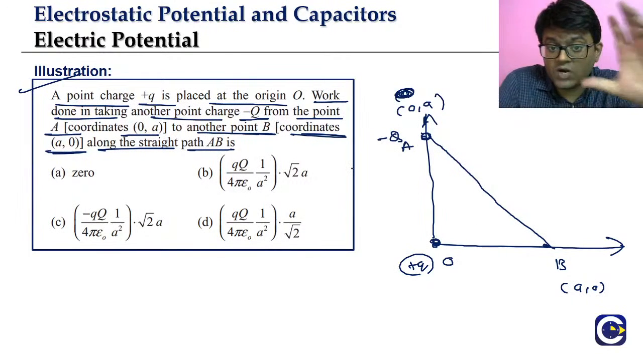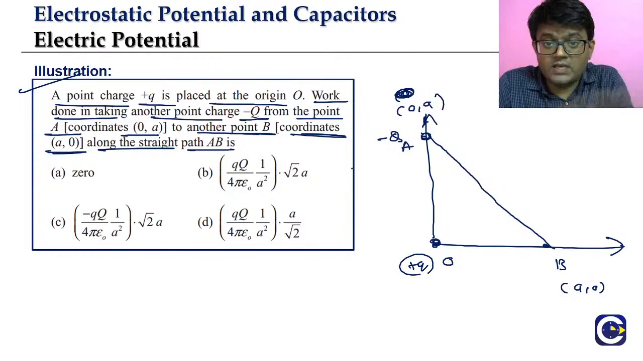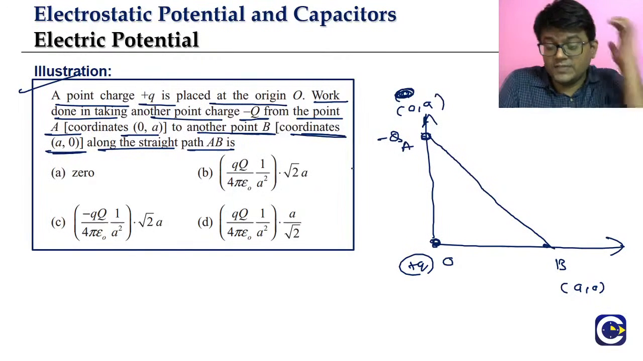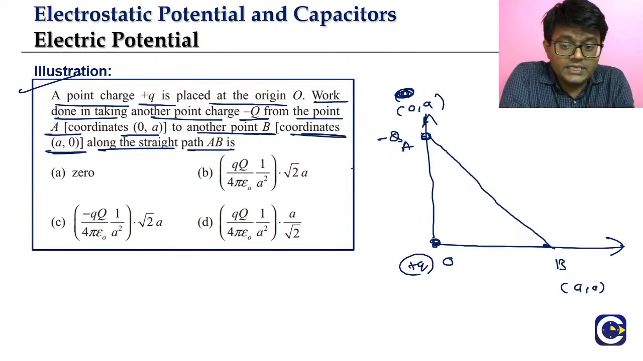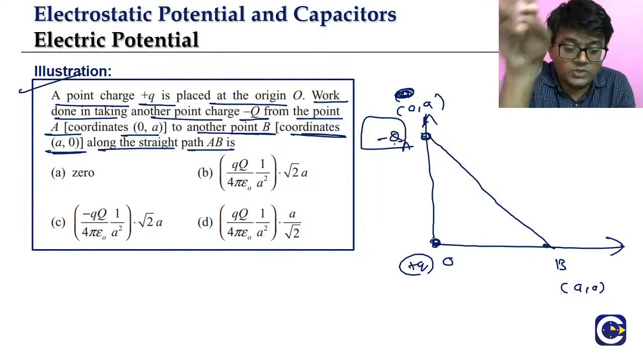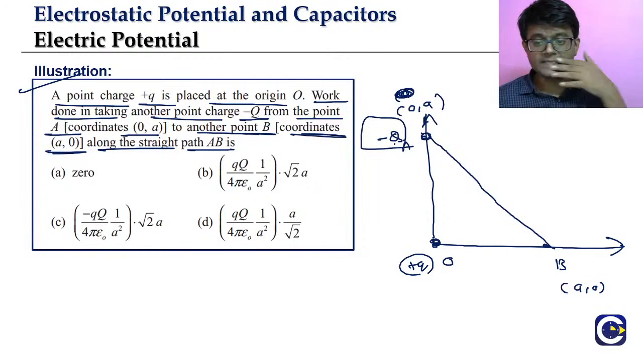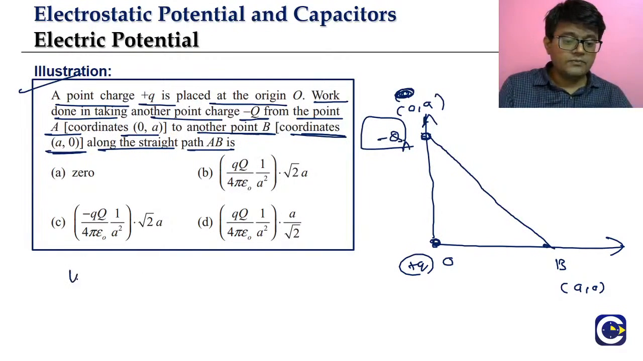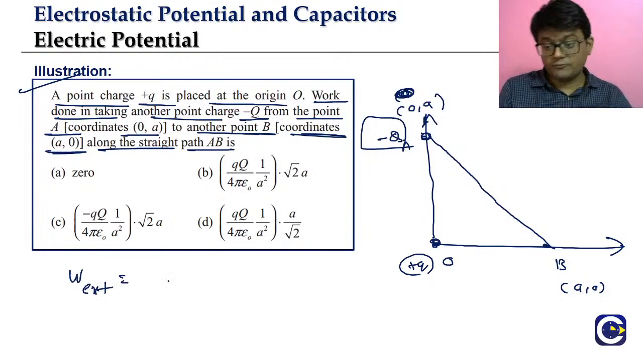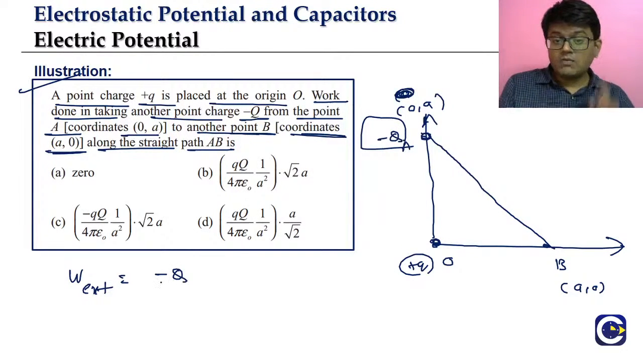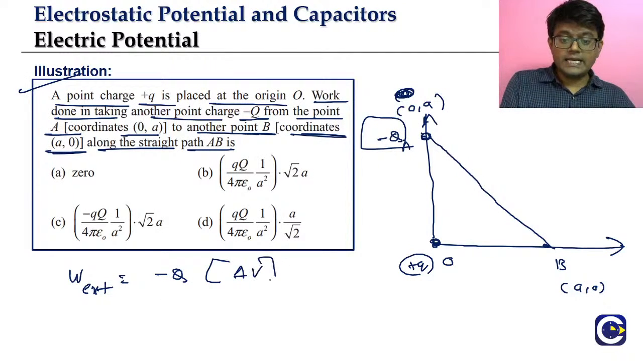Inga enna theriyuma, they have not even mentioned the velocity or kinetic energy, which means what? We have to assume that initially the charge we move, minus Q, is at rest, and finally also we have to assume that it is at rest. Which means what? If you want to calculate the work done by the external force, adhuku formula enna theriyuma? What is the charge we are moving? Minus Q dana. Minus Q into delta V.